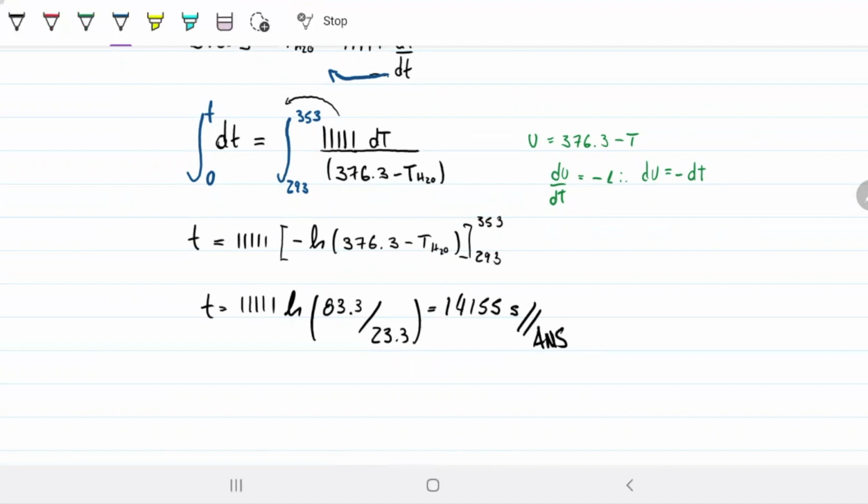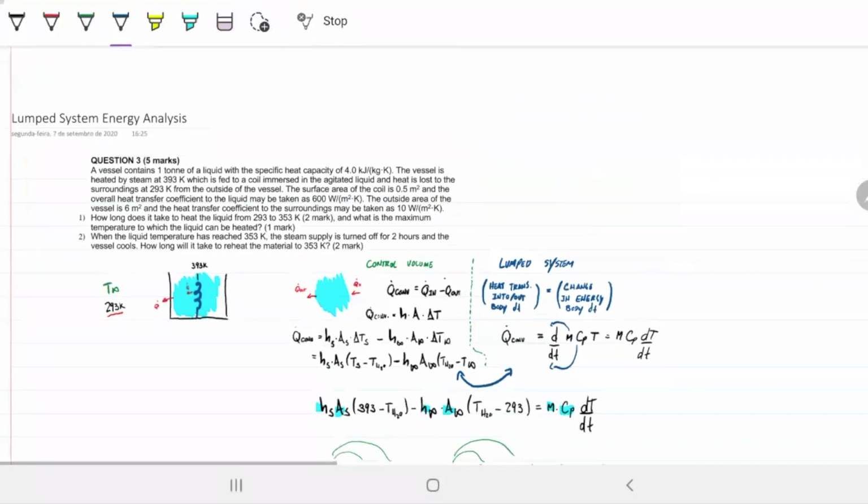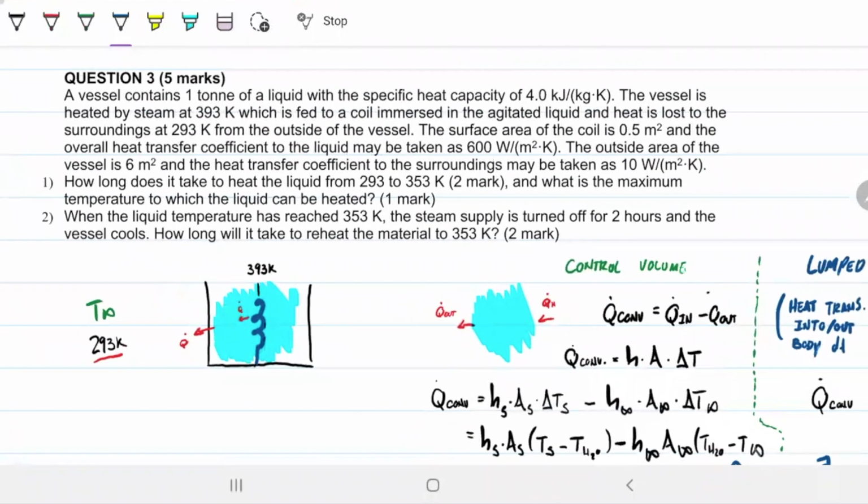Okay, part 2 says the following. When the liquid temperature reached 353, the steam supply is turned off for 2 hours and the vessel cools. So let's actually look at what we're reading. Once the temperature reached the 353, after those about 4 hours have elapsed, then the steam supply is turned off for 2 hours and the vessel cools.